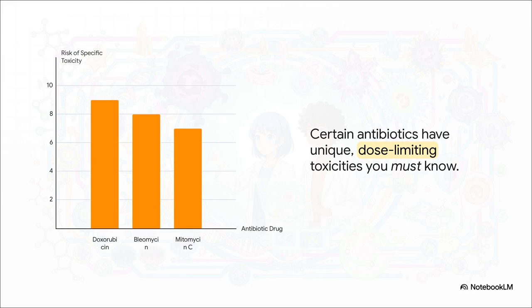This is non-negotiable. Doxorubicin, high risk of cardiotoxicity, heart damage. Bleomycin, high risk of pulmonary fibrosis, lung scarring. And mitomycin C, it causes delayed myelosuppression. These are not your usual side effects. These are unique signatures of these drugs.